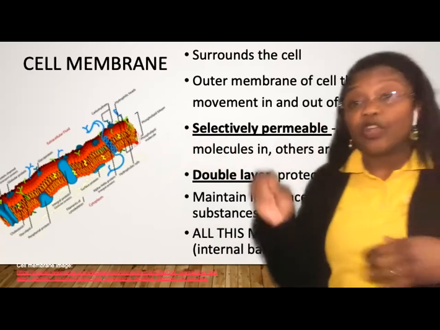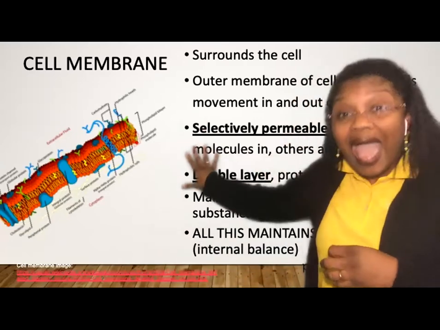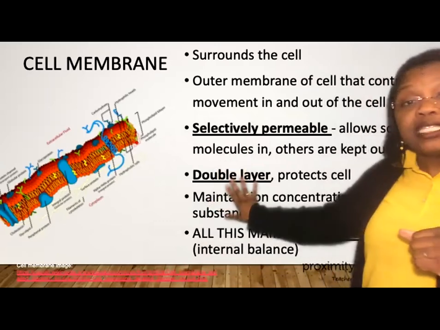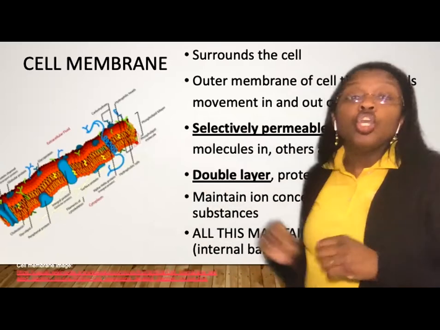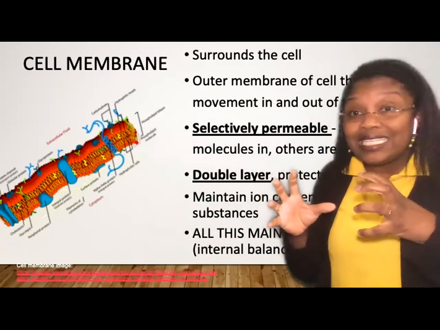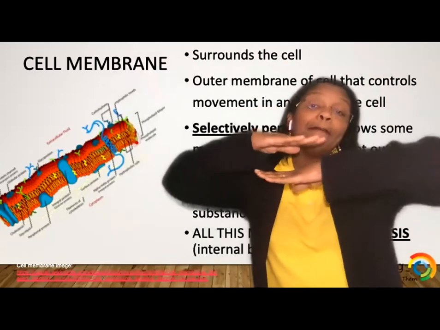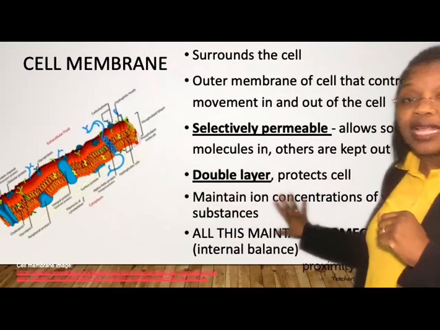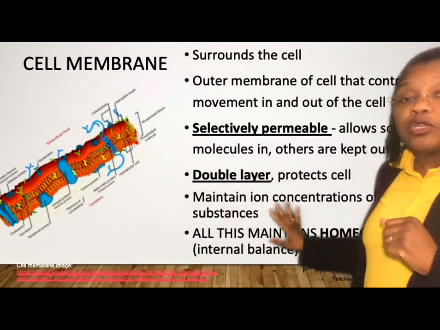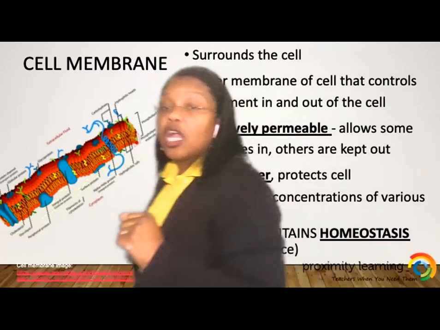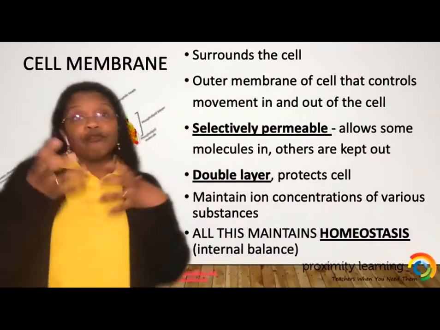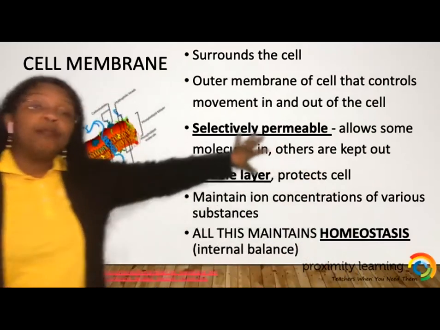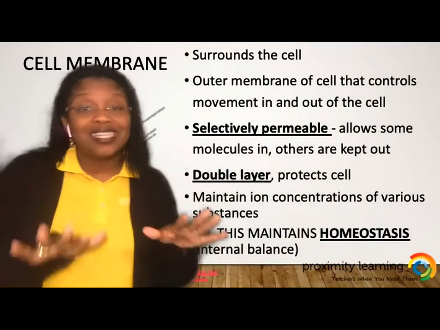We're going to learn later in great detail how it does that and what it lets in. It is a double layer, which you see here in the picture. It's two layers, what they call a bilayer. Beautifully structured, but we'll learn about that later. It protects the cell. It maintains ionic concentrations. Ions are various chemicals we'll learn about later that can move in and out of the cell. The plasma membrane will help to keep those things in balance.